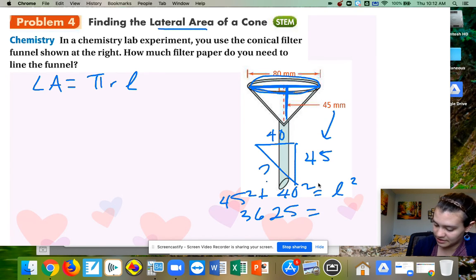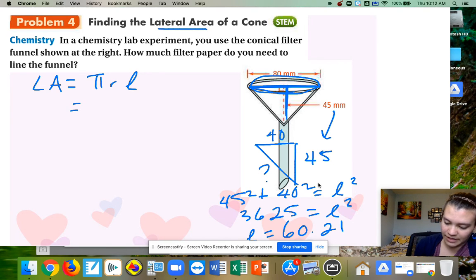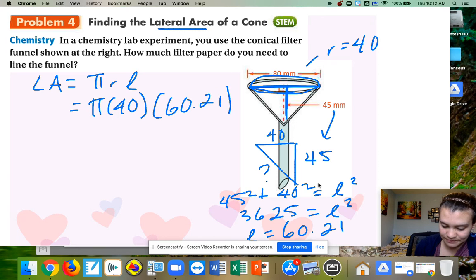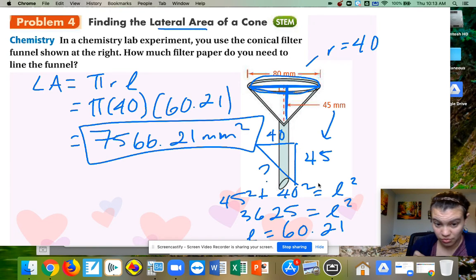3,625 is your lateral height squared. Lateral height is then 60.21. And then again, the radius is half of 80, so your radius is 40. So pi times 40 times 60.21. Type it all into the calculator, and you should get 7,566.21 millimeters squared.